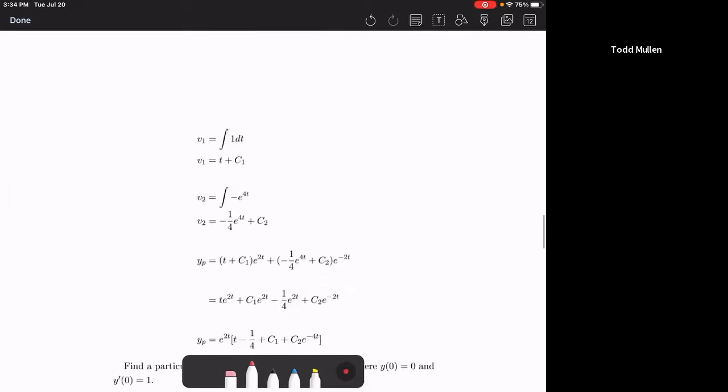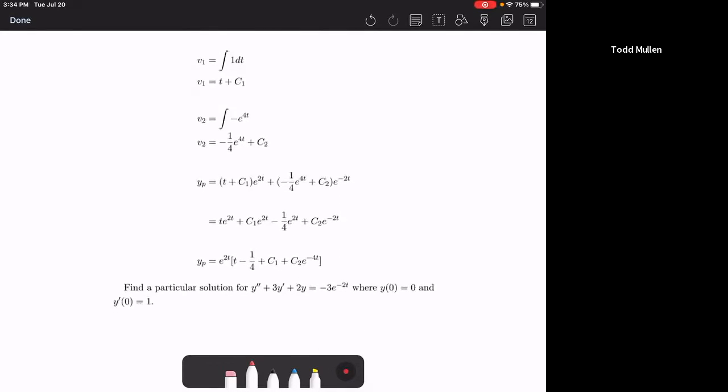Now to finish this off, all we need to do is integrate those two. So the integral of 1 is just t plus c1. And the integral of negative e to the 4t, there should be a little dt there, is negative 1 over 4 e to the 4t plus c2. So now this is kind of our final solution.